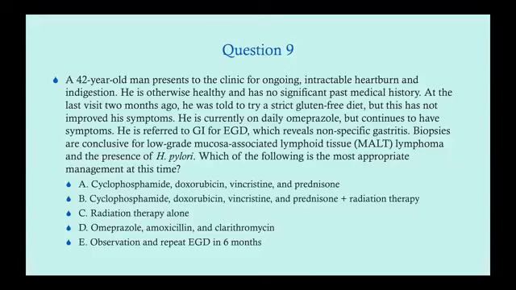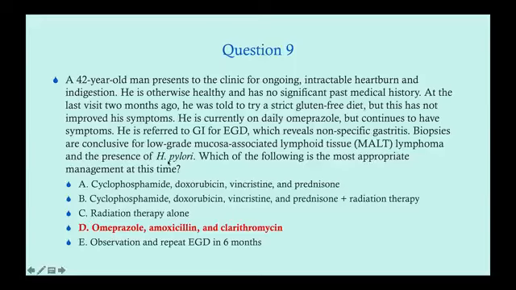All right, so our answer to this one is D. Omeprazole, amoxicillin, and clarithromycin. So this is straightforward, but it does require you to know something relatively not so well known, and that's the treatment for low-grade MALT lymphoma. So the treatment for low-grade MALT lymphoma that is H. pylori positive is triple therapy. So triple therapy is what we do for anyone with H. pylori.